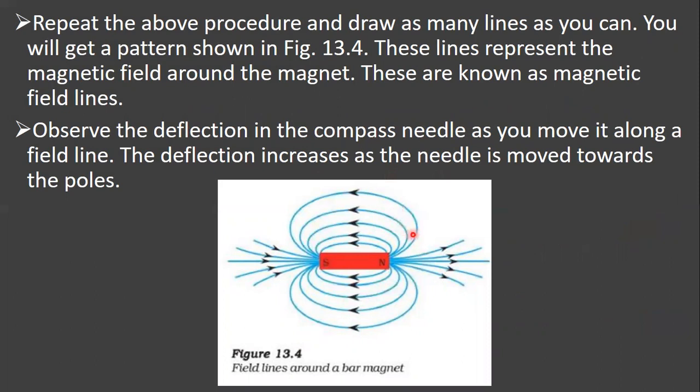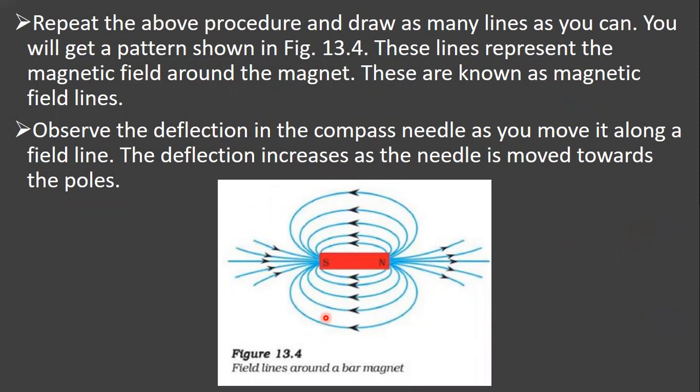Understood, children? The direction of the magnetic field is taken to be the direction in which the north pole of the compass needle moves. Therefore, by convention, the field lines emerge from the north pole of the bar magnet and go to the south pole, and the magnetic field lines are closed curves, as we can see from the figure.